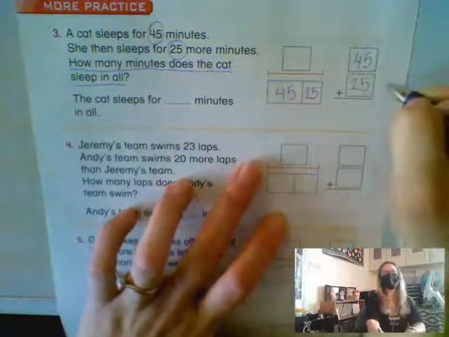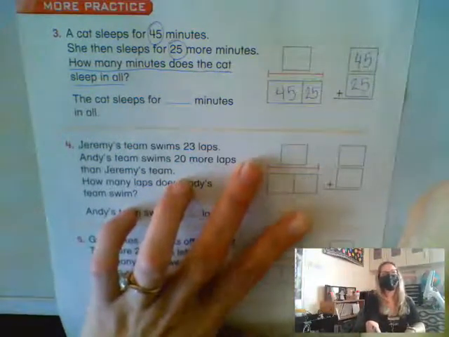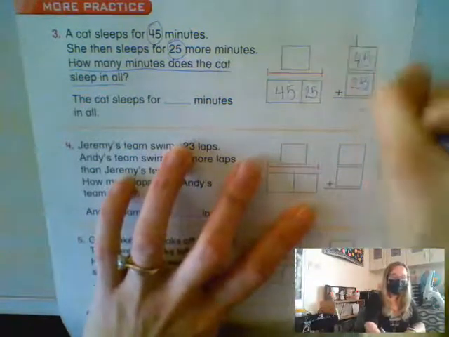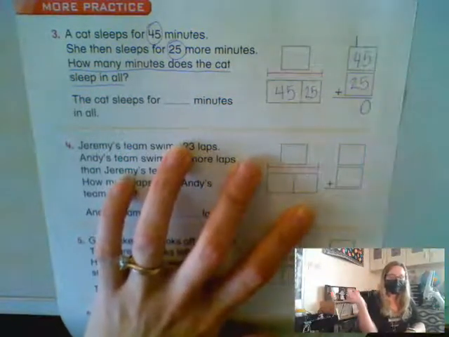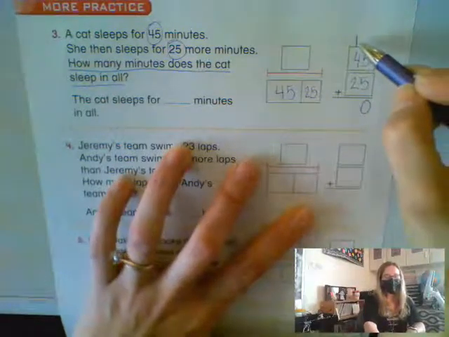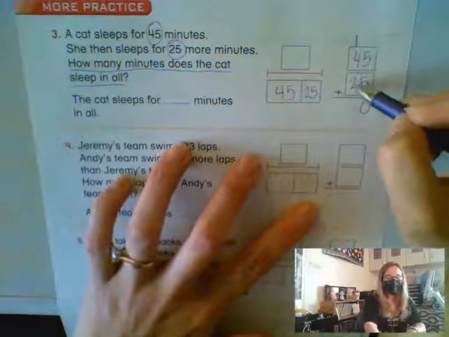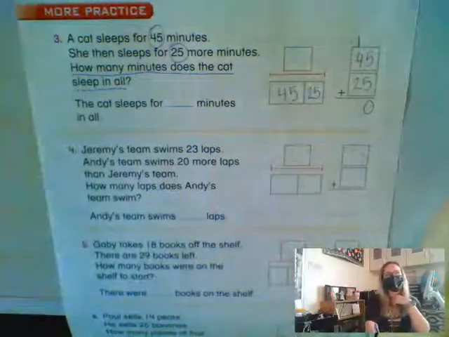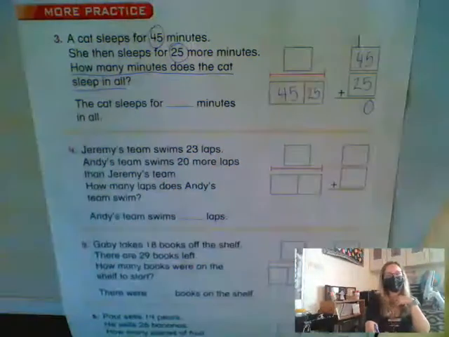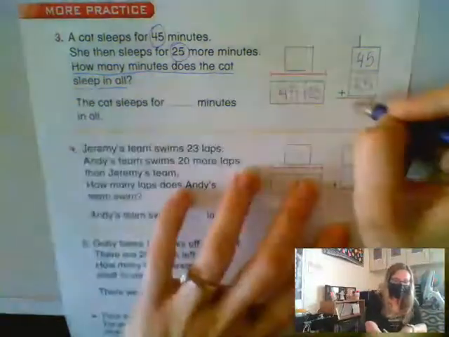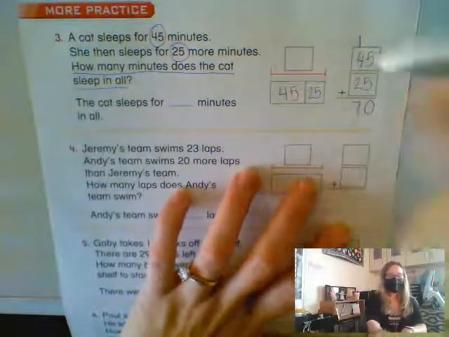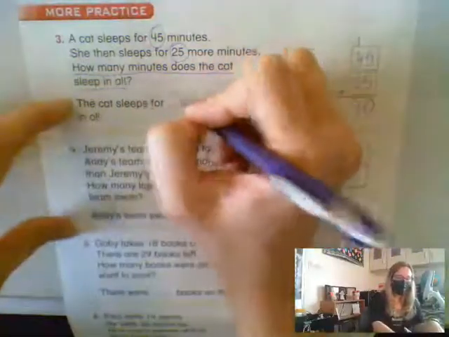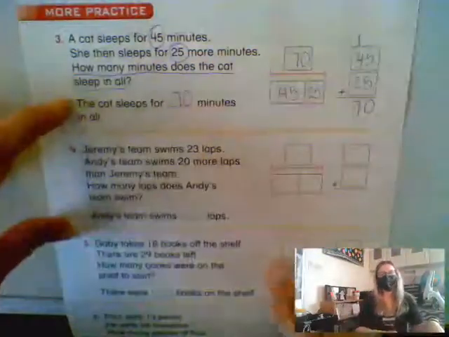Jacob, what is 5 plus 5? 10. So I carry up my 10, put in my 0 ones. Jacob, what is 1 plus 4 plus 2? 7. So 45 and 25 is 70. The cat sleeps for 70 minutes in all.